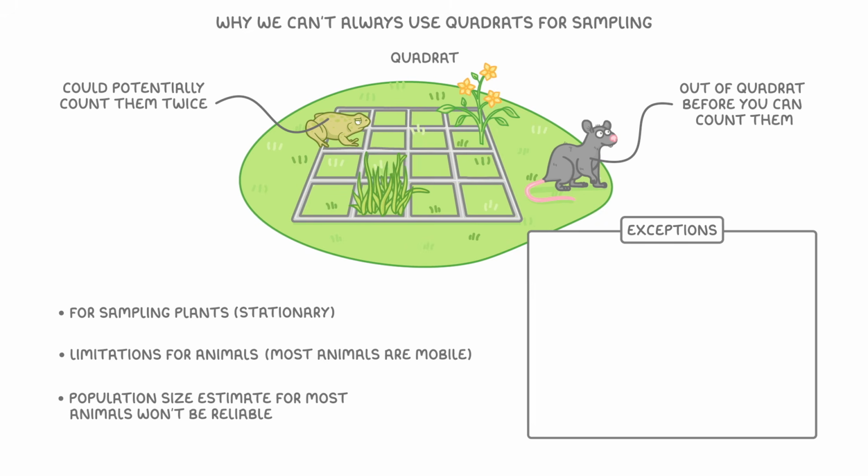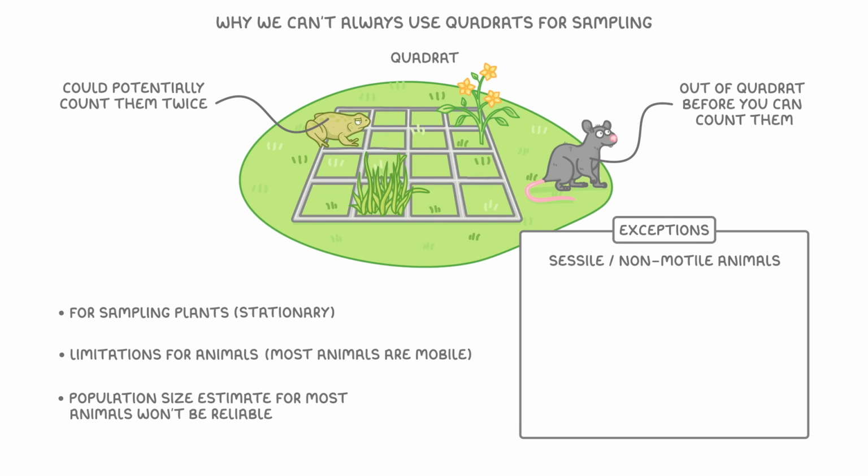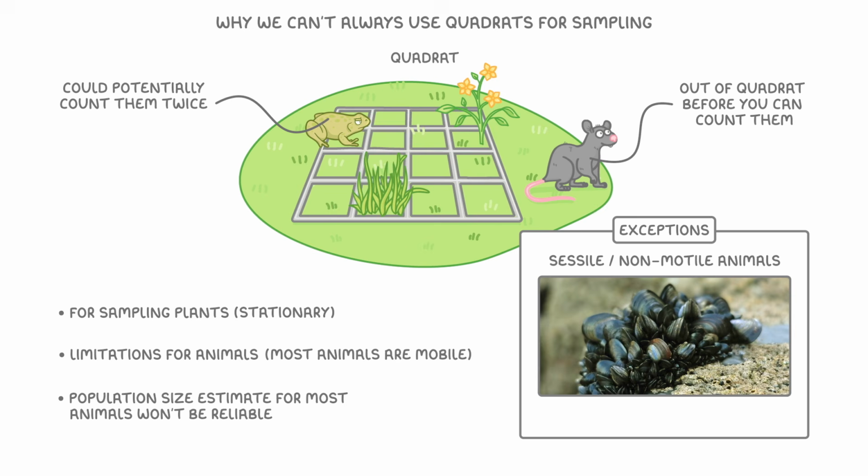However, as always, there are some exceptions. Sessile, or non-motile animals, like limpets, barnacles and mussels, stay in one place, and so they can be counted using quadrats.